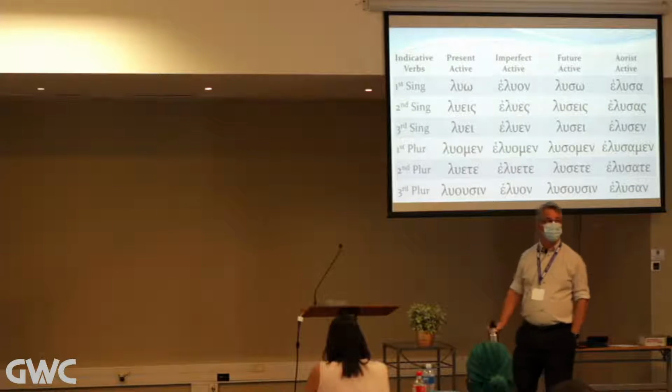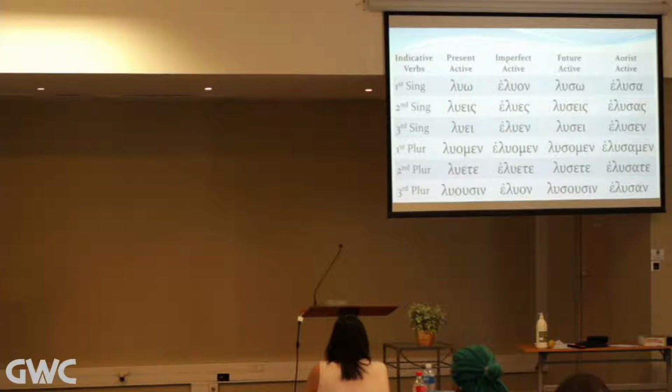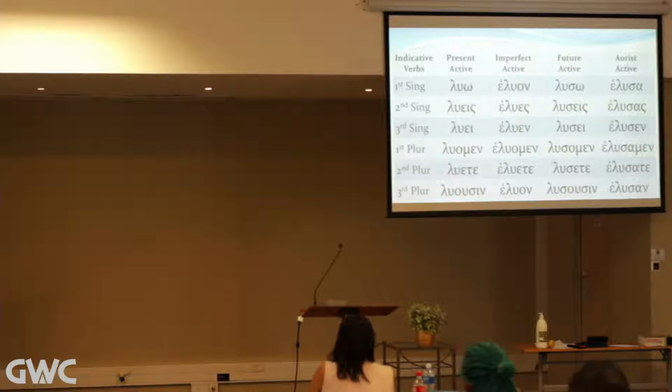Nobody can see any differences between those two tables? Okay, so he separated the endings out. That's difference number one. There are two other differences. He's put some brackets around the nu, yeah? At the end of present, lusin, and future, lusisin, and imperfect, elun, and aorist, elusen, and not elusen, just elusen, yeah? You can see he's put little brackets around the nu there.